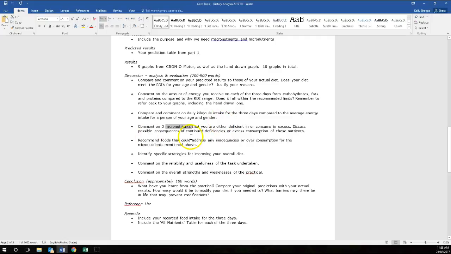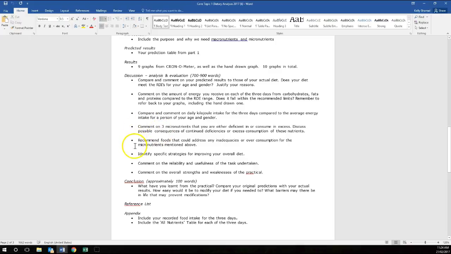Now, you also need to discuss possible consequences of continued deficiencies or excess consumption of these nutrients. So you can choose any micronutrients, it's completely up to you. And I would use the RDI graph to work out how much. So for example, vitamin C you will tend to consume way too much of. However, vitamin C is a water-soluble vitamin, which means that it is excreted in your urine and buildup does not occur like your fat-soluble vitamins. So consuming too much vitamin C isn't really dangerous unless you're eating vitamin C tablets like lollies, and then you can get some side effects that aren't very desirable.